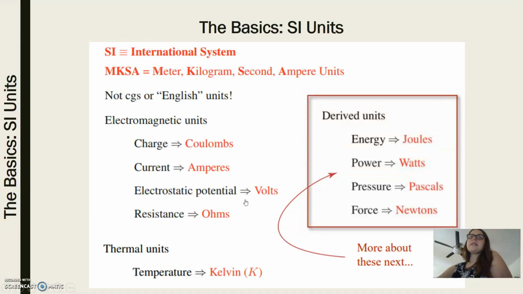Getting into the units, we are going to focus on the SI system, the international system, and specifically it's the MKSA: meters, kilograms, seconds, and ampere units, and not centimeters, grams, or seconds, or English units. For the electromagnetic units, for charge we're looking at coulombs, current is amperes, electrostatic potential is where volts come in, and resistance is ohms. For thermal units, remember temperature is a measure of average kinetic energy of a system, and we are going to be measuring that in kelvins based on the SI system. Energy, power, pressure, and force are all derived units.